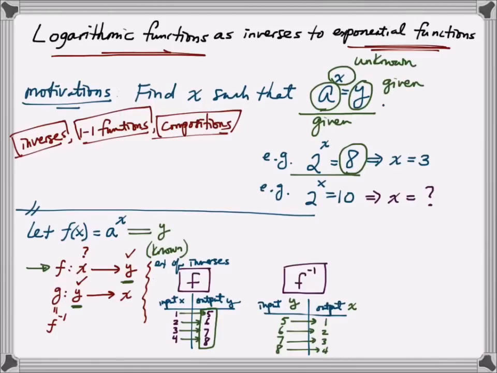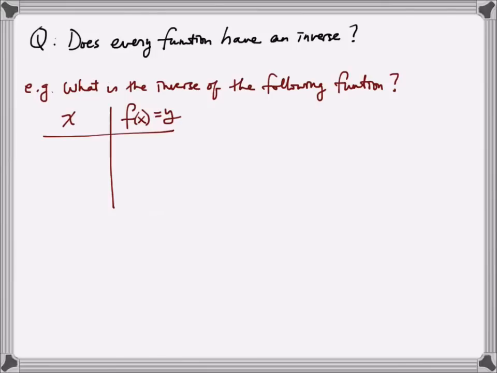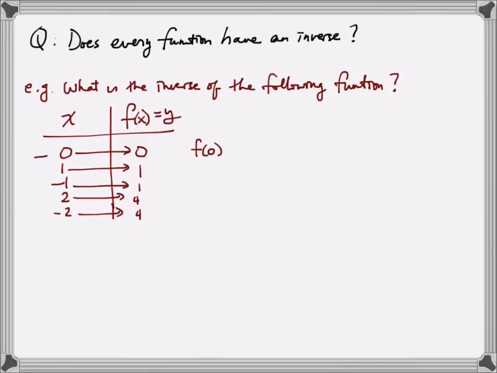The natural question to ask is whether or not every function has an inverse. Let's consider the following example. Let's just say that this function f takes the input of 0 to 0, takes the input value of 1 to 1, takes the input value of negative 1 to 1, and the input value 2 to 4, and the input value of negative 2 goes to 4 as well. And what this means is that f of 0 is equal to 0, f of 1 is 1, f of negative 1 is equal to positive 1, and f of 2 is equal to 4, and f of negative 2 is equal to 4.